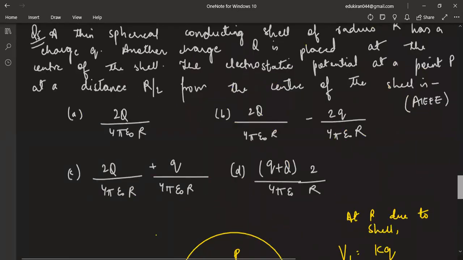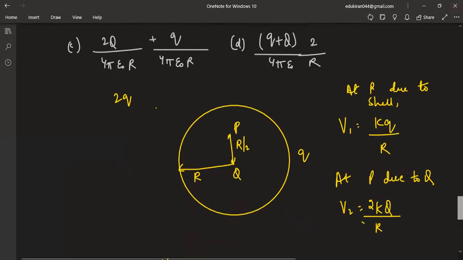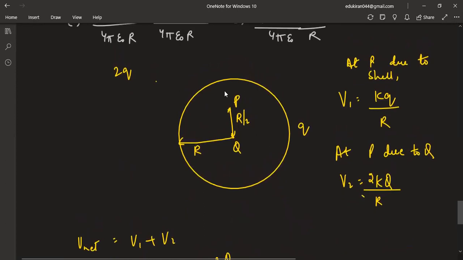Here, in option D, you cannot take common, because if you take common, that means 2Q is also there, 2Q into 2Q, that is not correct. You're just having 2 along with small q. Note it down. One last easy question we'll see after this, then I'll wind it up.